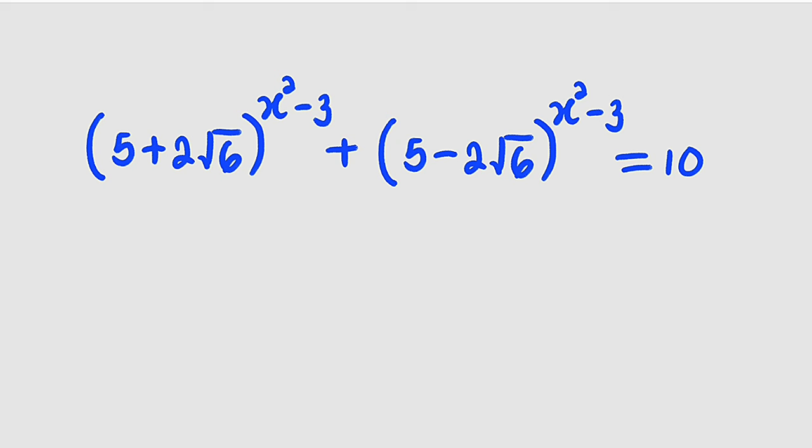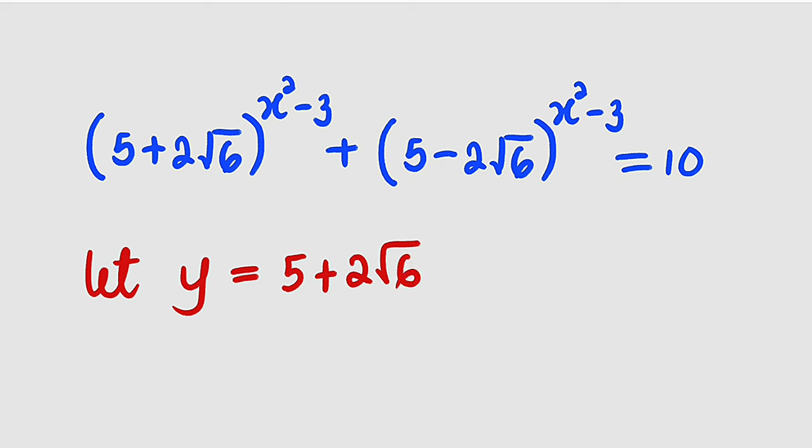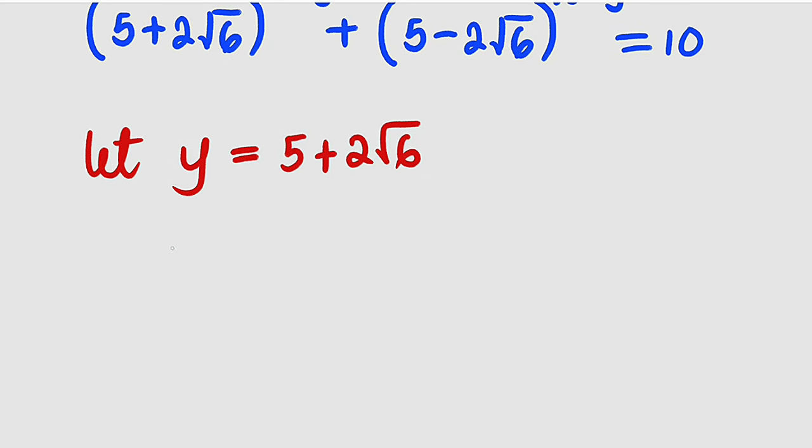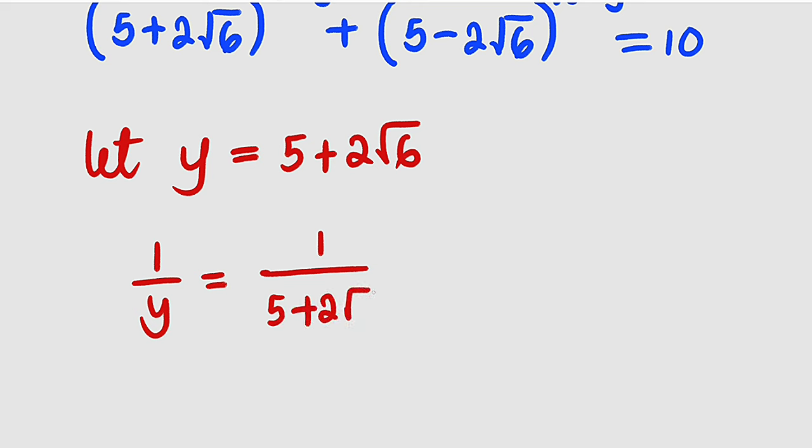Alright, let's get started. I would like to declare 5 plus 2 root 6 to be equal to y. So let y be equal to 5 plus 2 root 6. And I know that the reciprocal of this will give us this back, but let me show you. The reciprocal of y is 1 divided by y. And therefore, we have to take the reciprocal of the other side, which is going to give us 1 divided by 5 plus 2 root 6.